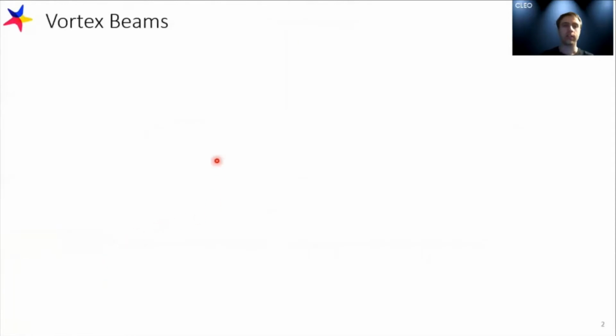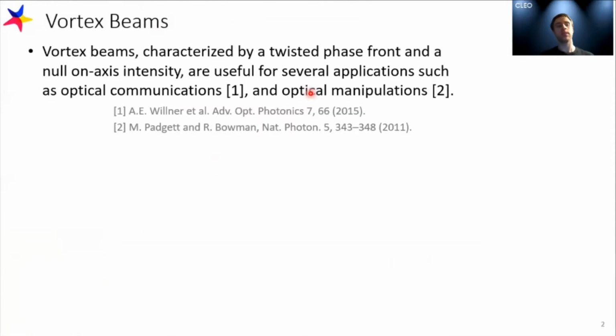And so vortex beams, such as the Laguerre-Gauss modes, which are solutions to the paraxial wave equation in cylindrical coordinates, are characterized by a twisted phase front and a null on-axis intensity, and are useful for several applications, such as in optical communications or for optical manipulations.